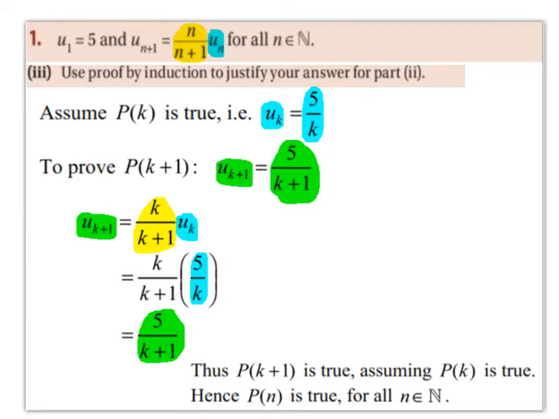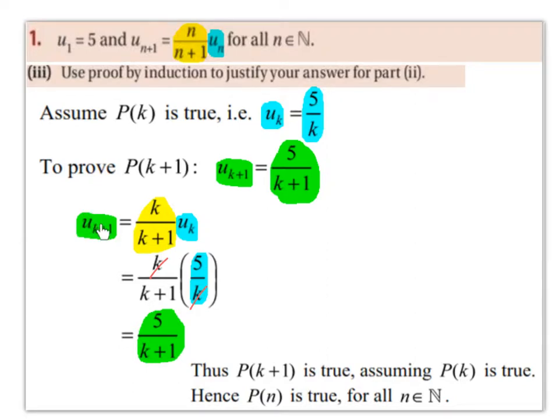So in the question, it's stated that u(n+1) is equal to n over n plus 1 times un. So we're swapping each of those n's for k. So we have u(k+1) equals k over k plus 1 times uk. And we're going to swap uk for 5 over k, because we stated that uk was equal to 5 over k up here. And so now we just simplify. So those two k's will cancel, and we're left with 5 over k plus 1.